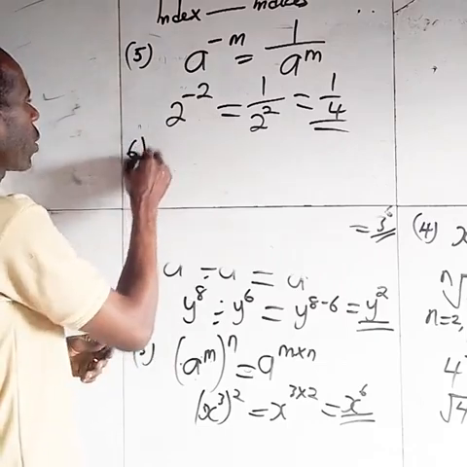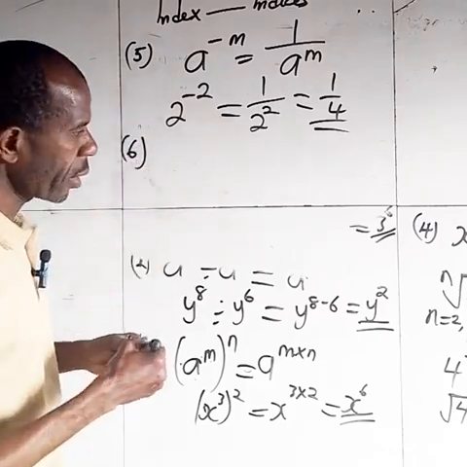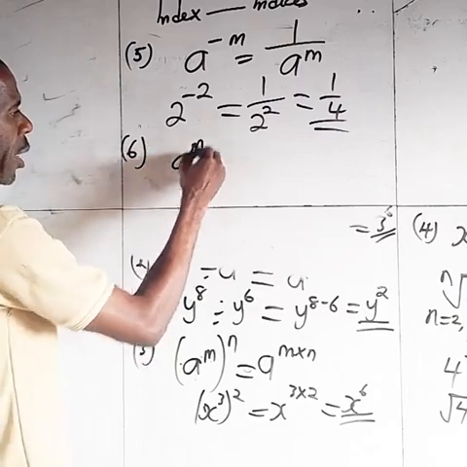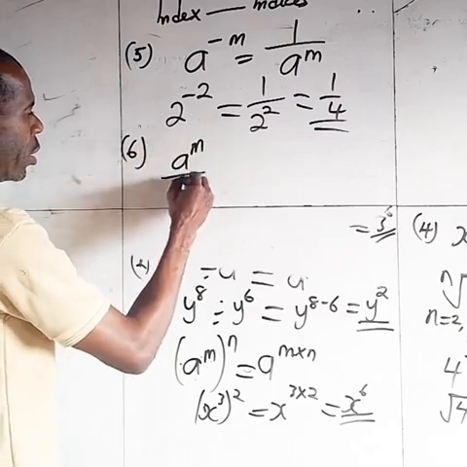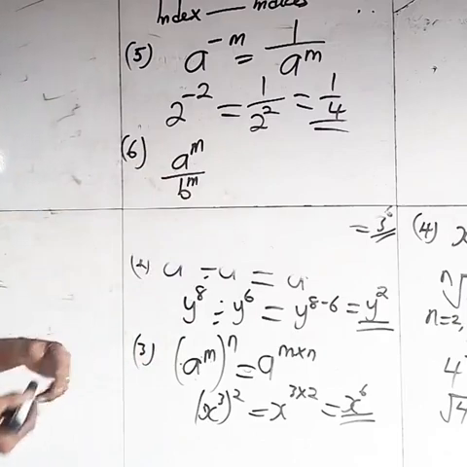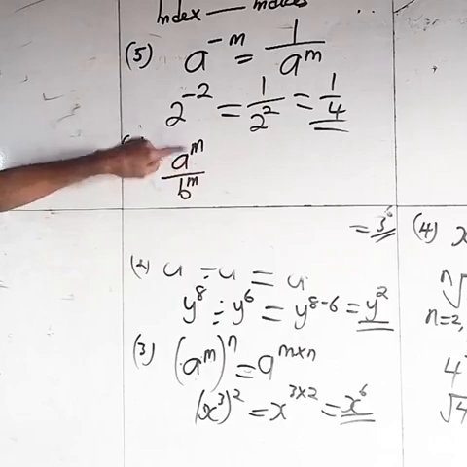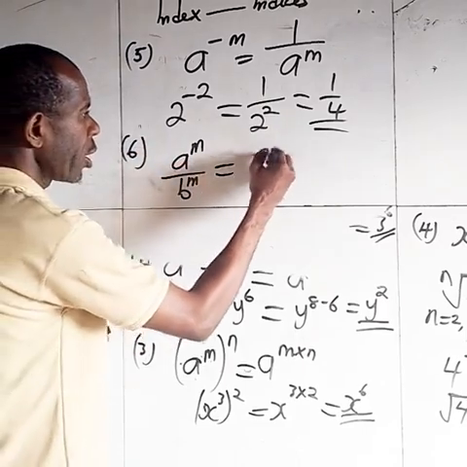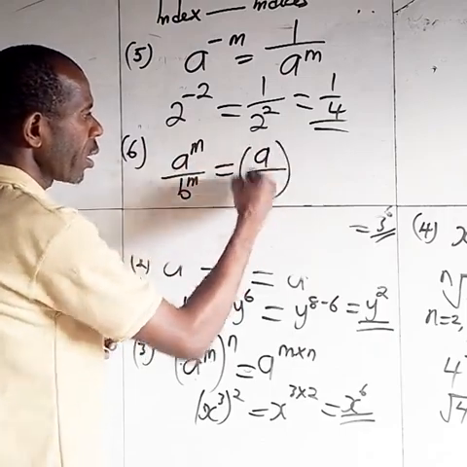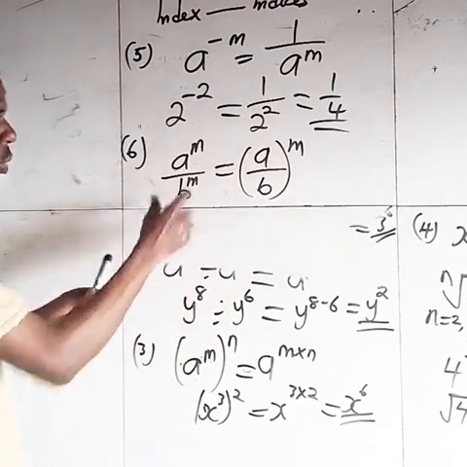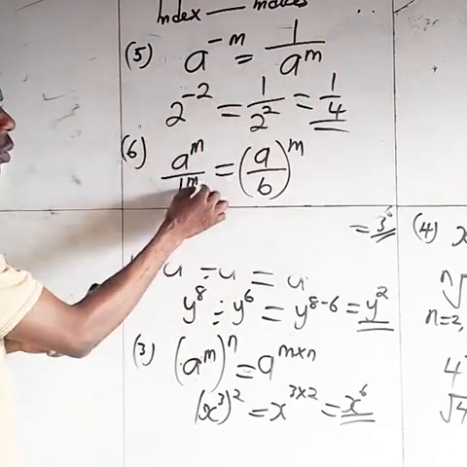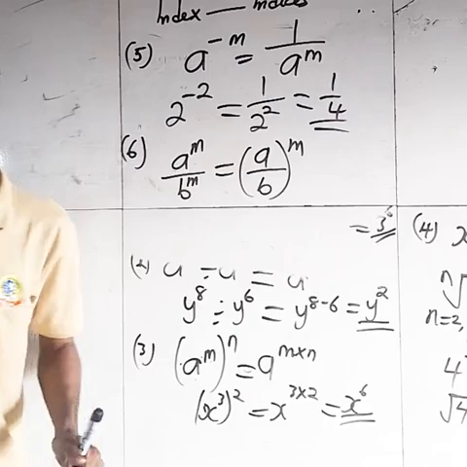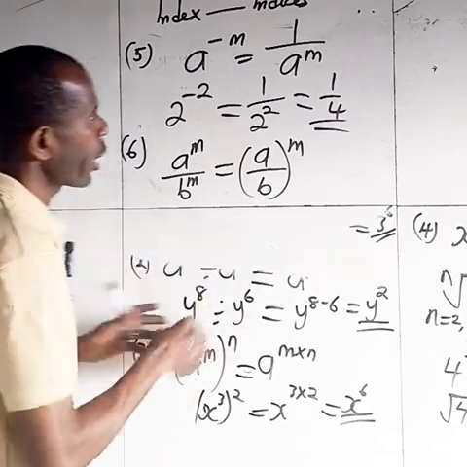Now we have number 6. If I have a raised to the power m, and b raised to the power m, what is happening here? We have the same exponents. So here we can have a common exponent like this, a over b, then to m. We just factor out the common exponent, then this can be done. The same way, it's also done with multiplication.